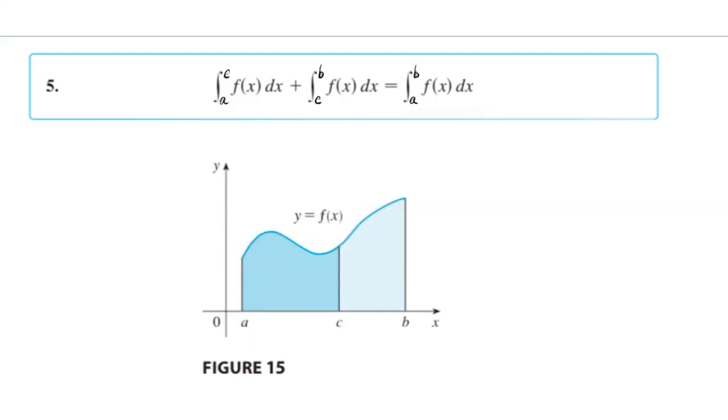This property is just saying that it's the integral from a to c, this darker shaded region that I've just bounded above, plus the integral from c to b. That's this part. So it's just saying that the two areas together add up to give the total area. And what's c? c can be any number between a and b.